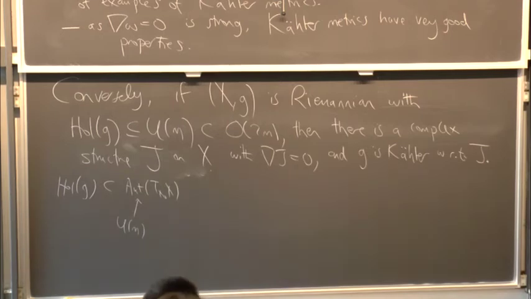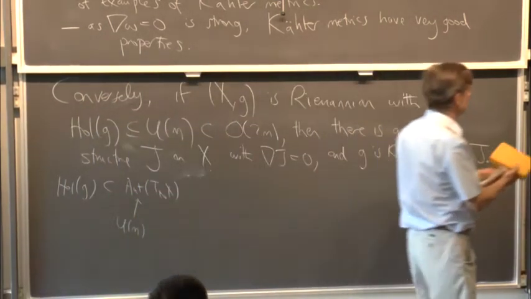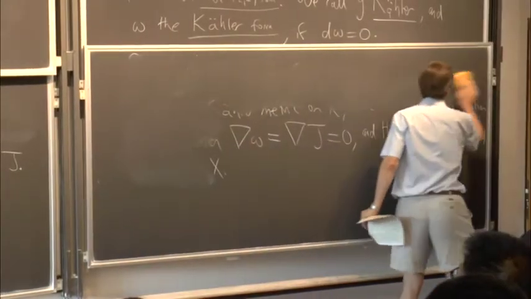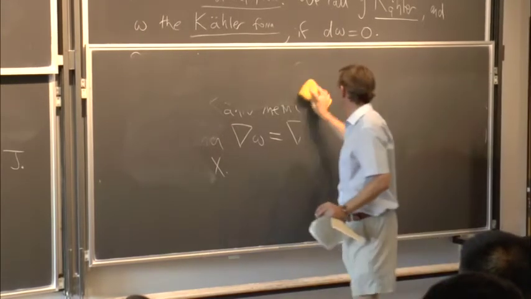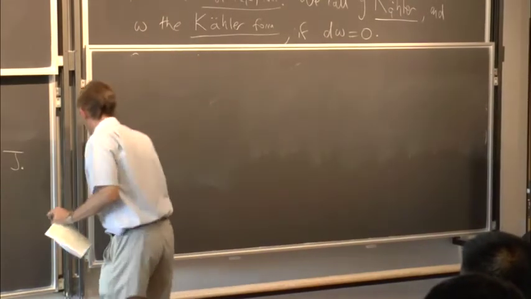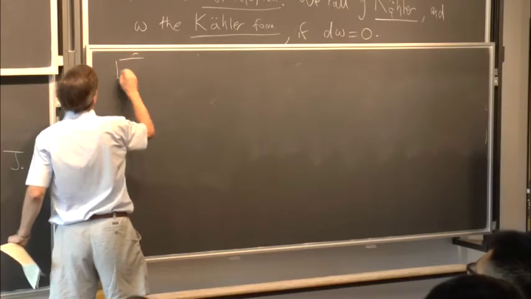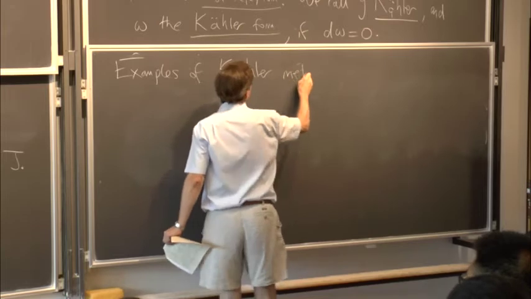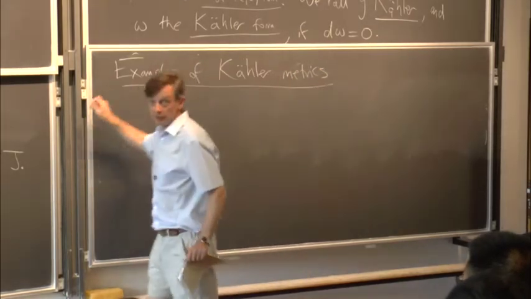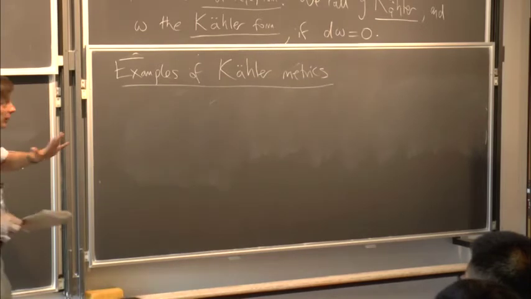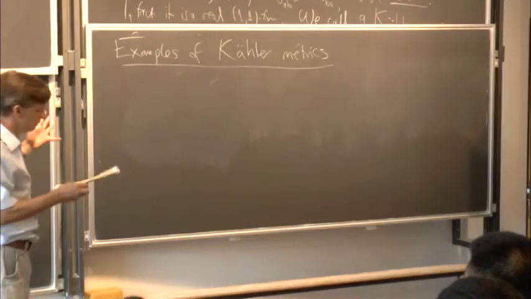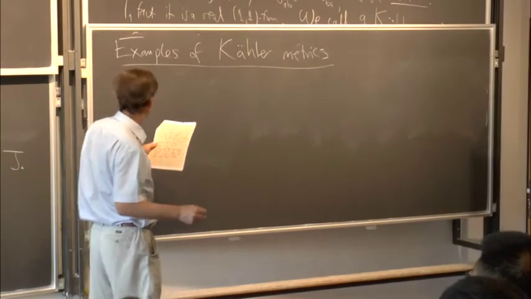Okay, so let's talk a little bit about examples of Kähler metrics. This is just a first thing to get us going. Later on I'll talk about Kähler potentials and then about the Calabi-Yau theorem, and those will tell us more about just how many examples there really are.